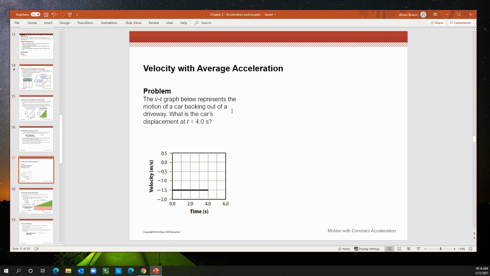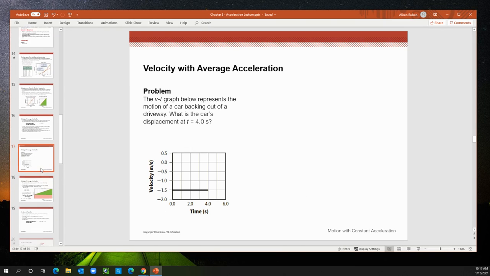So velocity with average acceleration, here's an example of what we've done in the past. Find the displacement of this car given the velocity versus time graph. Here we're going to have a rectangle, so a velocity value of negative 1.5, and a rectangle that forms from 0 to negative 1.5 height, and from 0 to 4 seconds base. So base times height, negative 1.5 times 4 is negative 6. The car has a displacement of negative 6 meters, which means that's the displacement, backwards negative 6 meters.